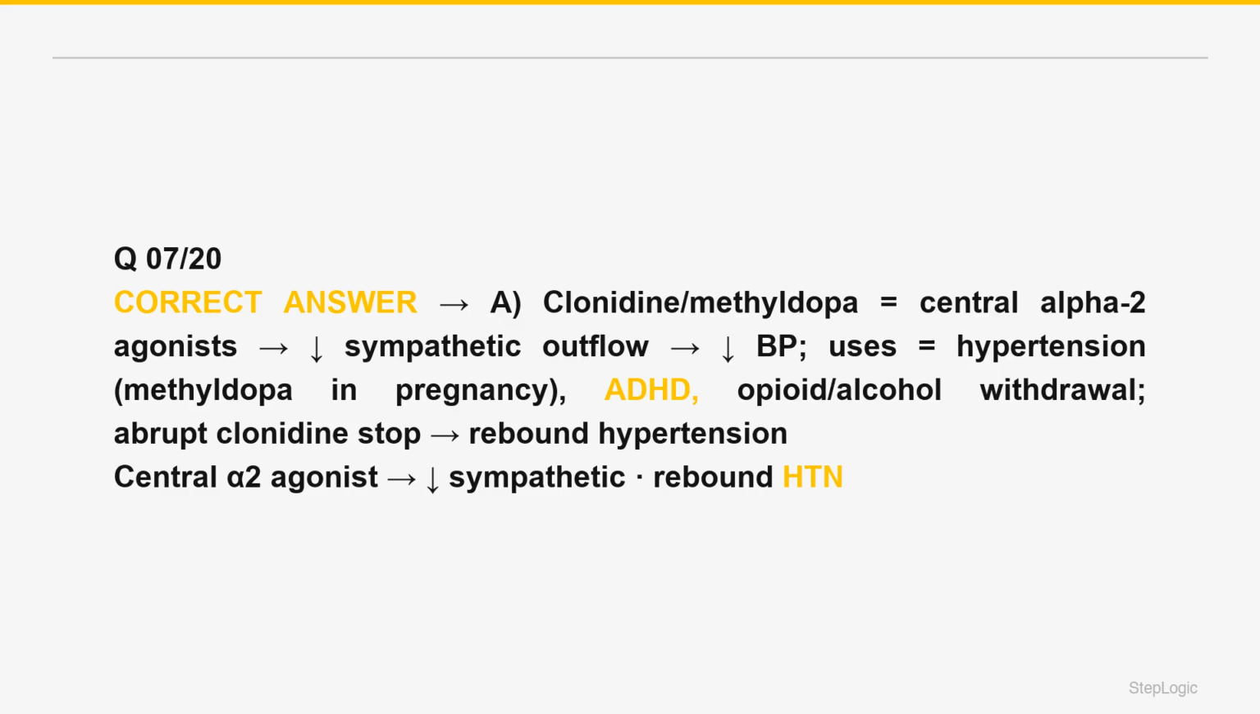The uses and cautions are high yield. Clonidine is used for resistant hypertension, ADHD, and to ease opioid and alcohol withdrawal. It dampens the hyperadrenergic symptoms. Methyldopa is notably a preferred antihypertensive in pregnancy, safe, though it can cause a positive Coombs or hemolytic anemia and hepatotoxicity. The classic trap: abrupt discontinuation of clonidine causes rebound hypertension, a sympathetic surge, so it must be tapered. The central alpha-2 agonist mechanism, reducing sympathetic outflow with rebound hypertension on abrupt withdrawal, is the correct statement.